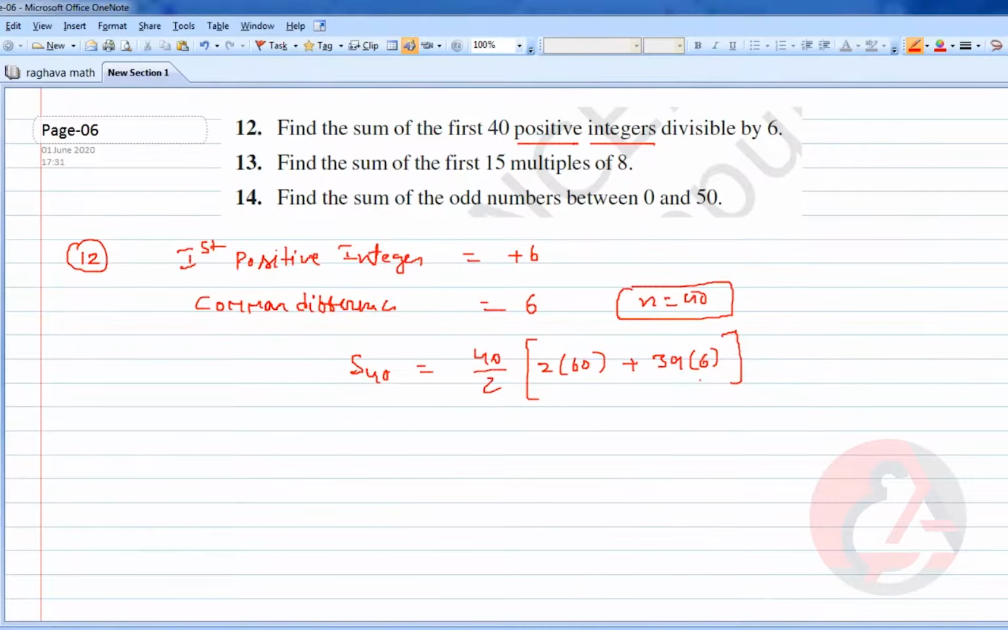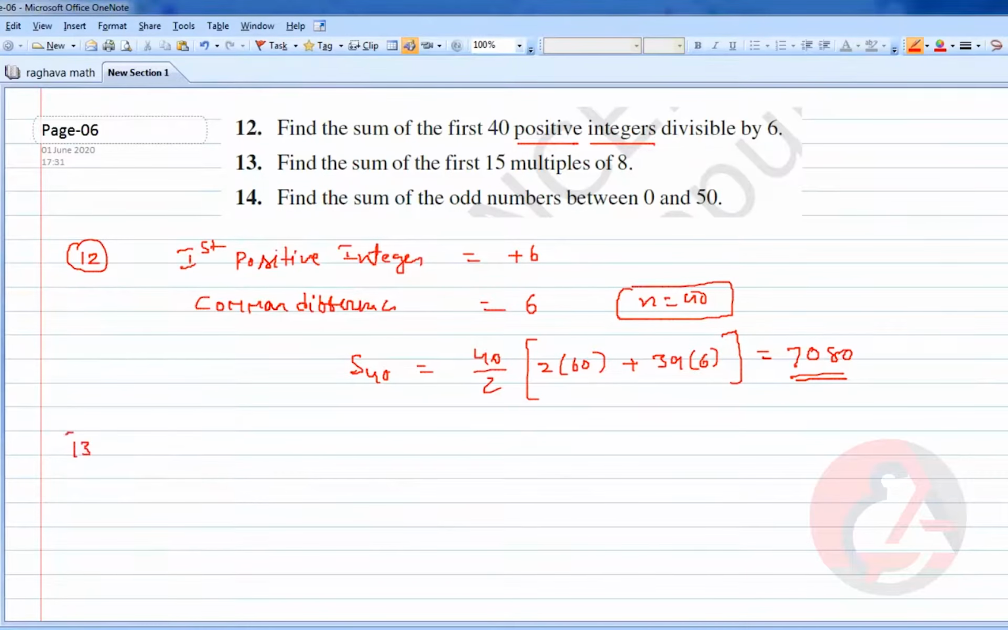Anyone got the answer? Sir, 7080. Yes, correct. Absolutely right. 7080 is the sum of the 40 terms. If completed, go for the 13th question.